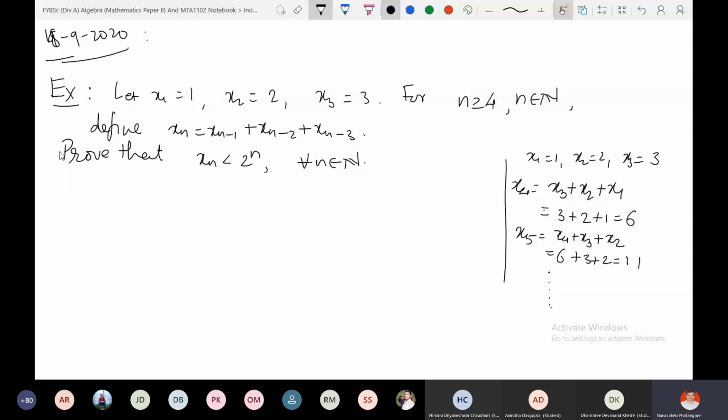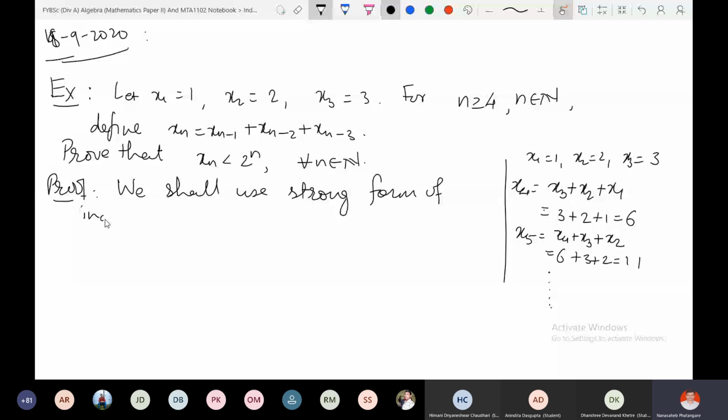Okay, so to prove this, we want to prove for all natural numbers, so means we should use induction, right? And of course weak form is not going to be helpful in this case. That means it will be tedious, so we shall use strong form of induction.